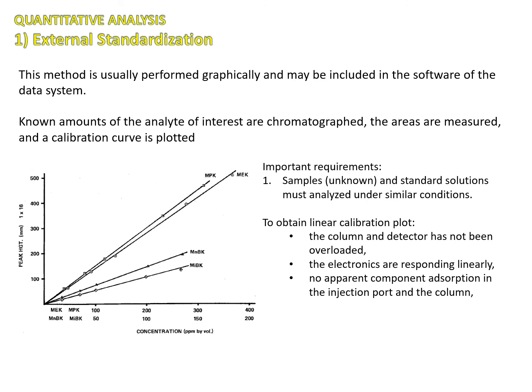To obtain a linear calibration plot, the column and detector should not be overloaded, and the electronics should respond linearly. That means, class, as the concentration increases, the instrument response should also increase. There should be no apparent component adsorption in the injection port or the column, because we don't want any interference during the plot of the calibration curve. When we want to analyze the sample, the conditions for the calibration curve and the sample should be the same.